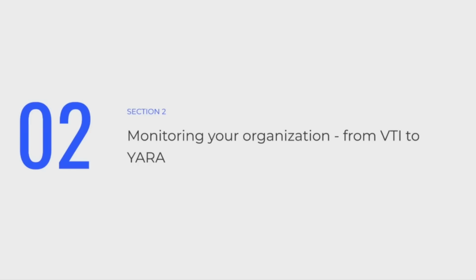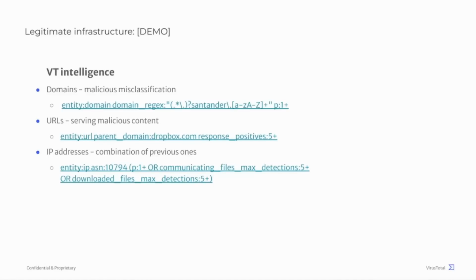Now let's go for the demo. And I'm going to start with some rules for monitoring organization infrastructure. In these use cases, the goal is to check if our organization's infrastructure is used in malicious activities or abused in any way, or even misclassified as malicious by AV vendors. Although this last goal doesn't necessarily imply a security risk, it may lead to customer service access loss or reputation damage, so it's important too.